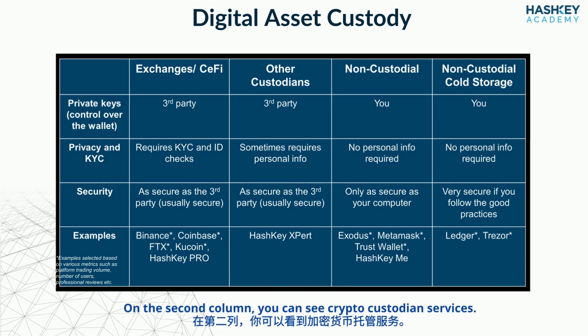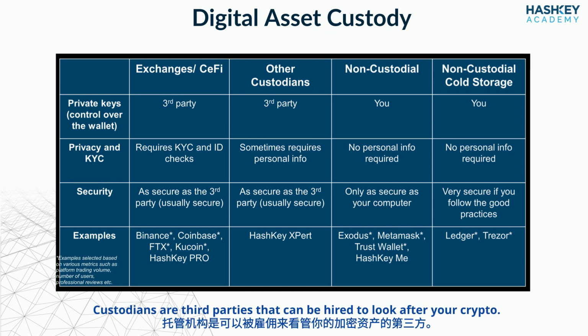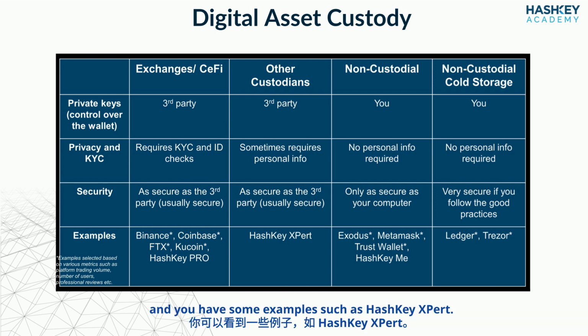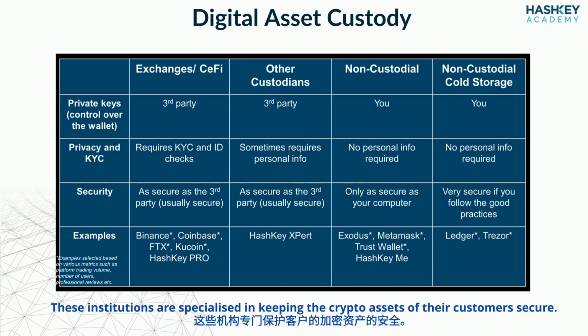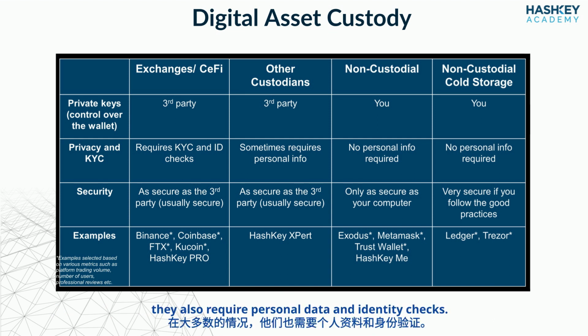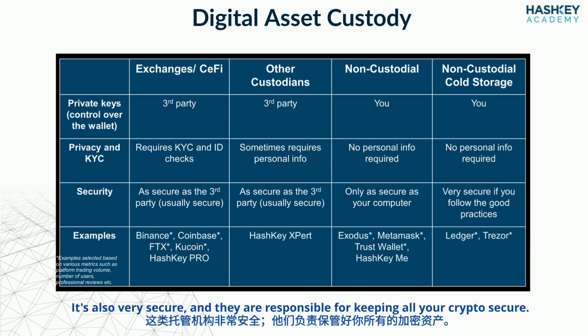On the second column, you can see crypto custodian services. Custodians are third parties that can be hired to look after your crypto. They usually keep the crypto very secure, and we have some examples such as HashKey Expert. These institutions are specialized in keeping the crypto assets of their customers secure. The private keys that control the wallet are kept by the third party, and sometimes, actually most of the times, they also require personal data and identity checks. It's also very secure, and they are responsible for keeping all your crypto secure.